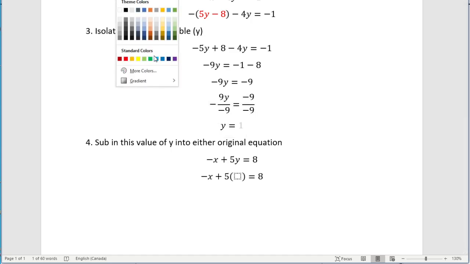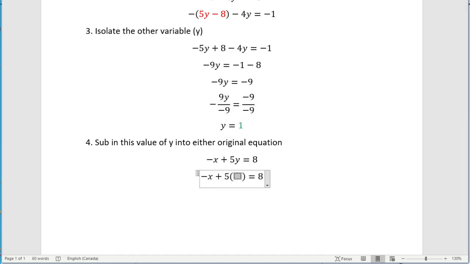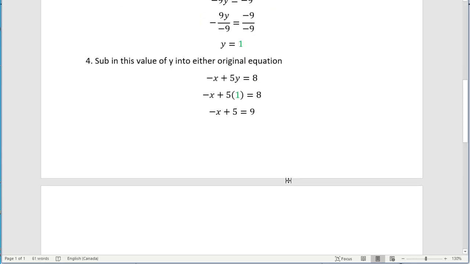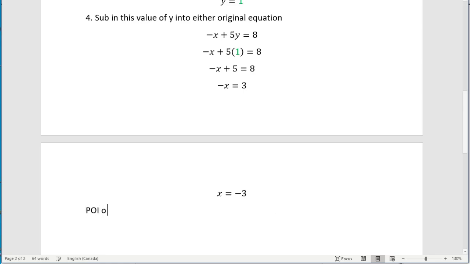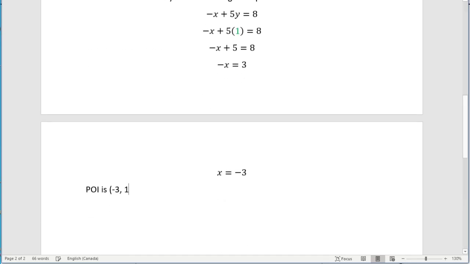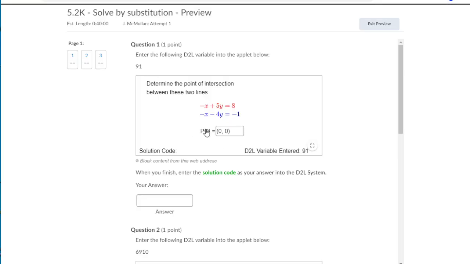That's not a great color to choose. Let's try this one. Okay, so I'm going to put the 1 in there. Wherever the y used to be, now I'm putting this number. I get negative x plus 5 equals 8, which means negative x equals 3, when you bring the 5 over to the other side. And so x must be negative 3. This leads me to the conclusion that the point of intersection is negative 3 and 1. I go back to my question and ask, what's the point of intersection? Negative 3 for x and 1 for y. And I get my code 23.05, and I'm done.